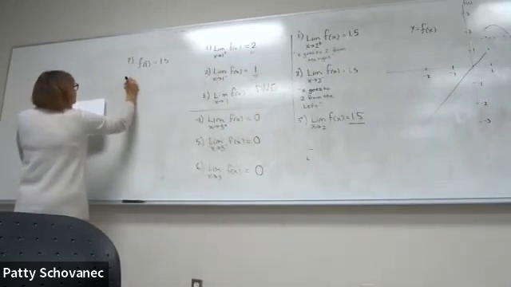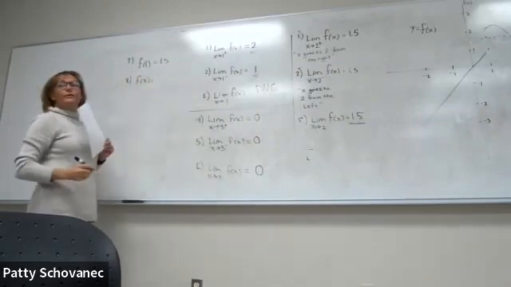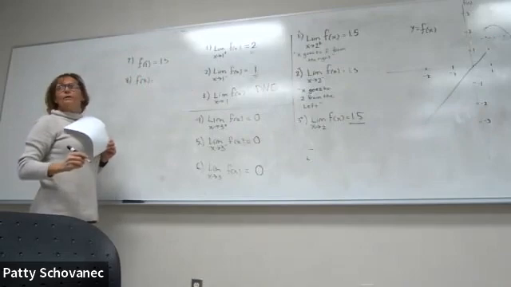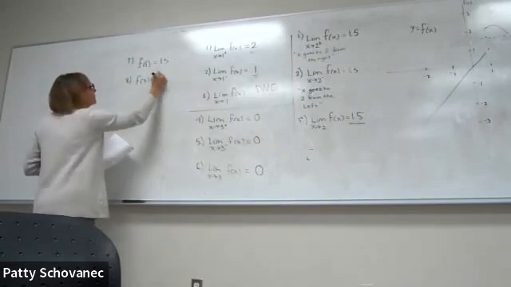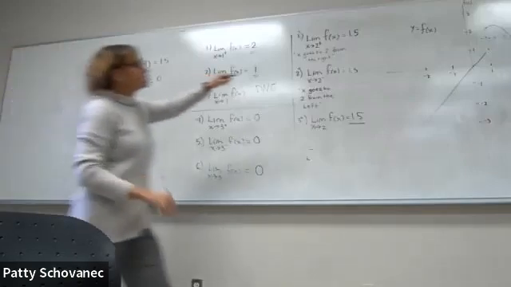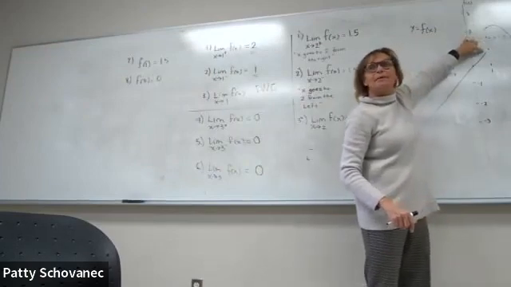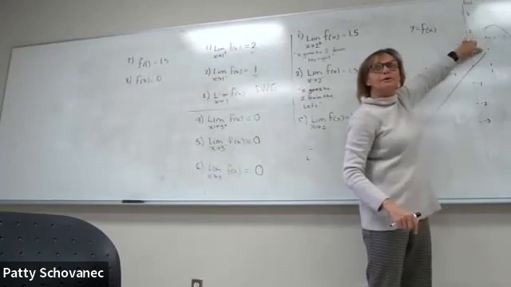And what about f of 3? What's the actual value on the graph when x is equal to 3? 0. If you look at this graph, there is a place that makes a jump right here. And that's going to be called a discontinuity. That's an example of a jump discontinuity.